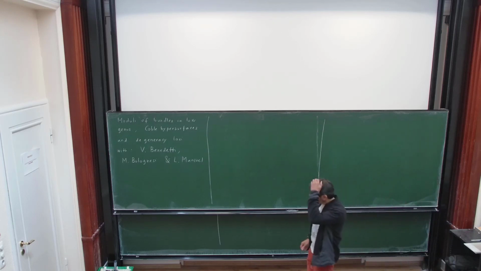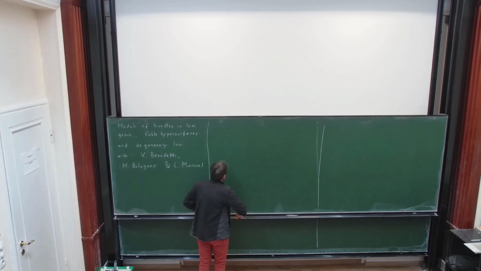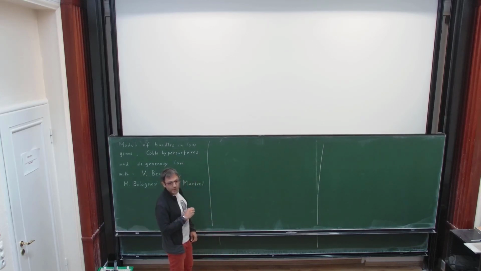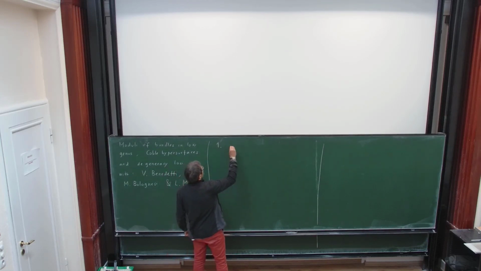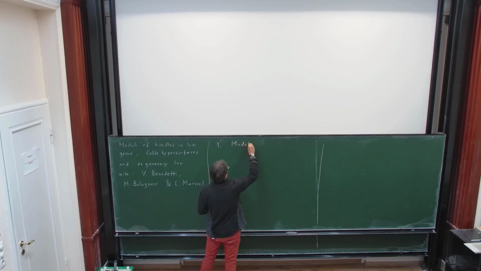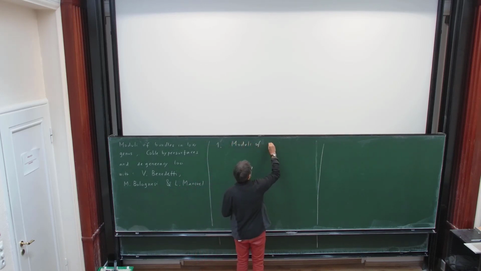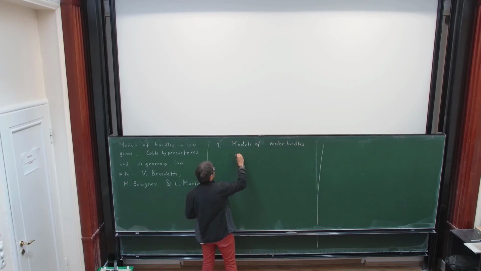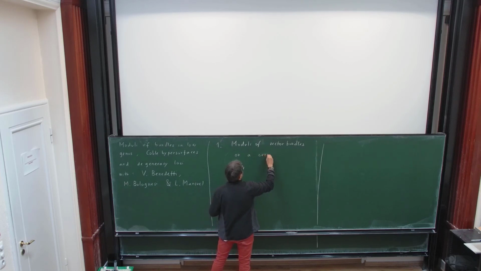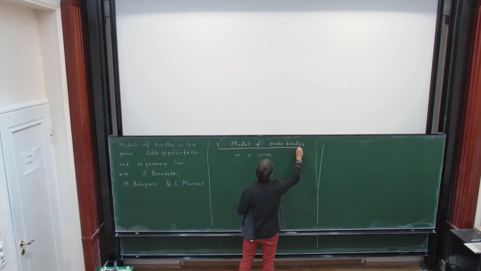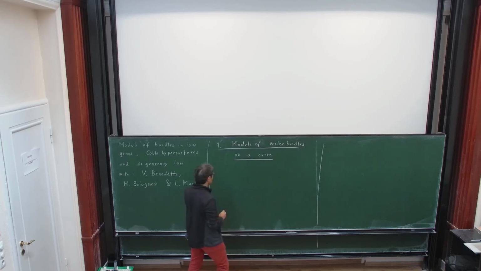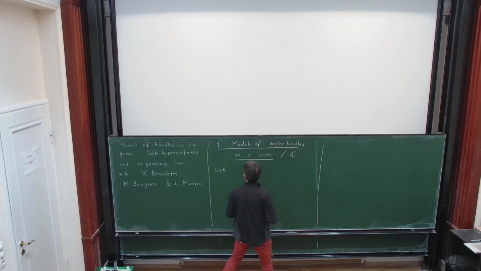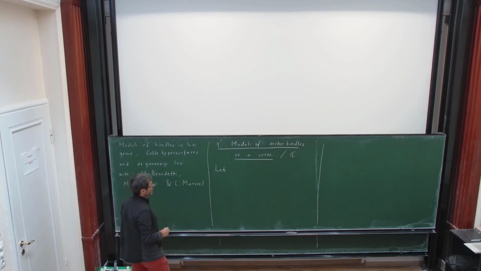Right, so let me start with some characters that will be prominent in this talk. So, moduli of bundles on a curve. This is a very classical object. Let me remind it to you. So I work over the complex numbers. Probably one can work in more general situations, but let it be like that.